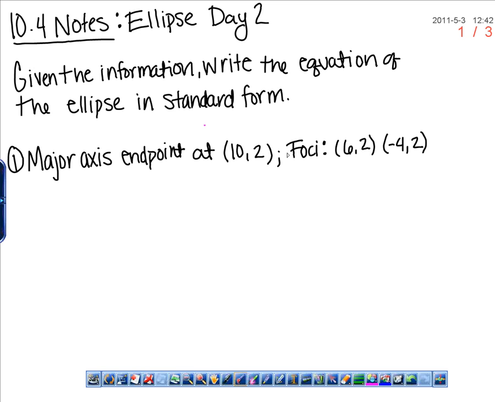The easiest way, I think, to approach these problems is to start off by plotting what you know on a grid. We're not going to be fully graphing, but it helps us to organize our information. So I'm going to plot a little grid here. And I'm told that I have a major axis endpoint at 10, 2.